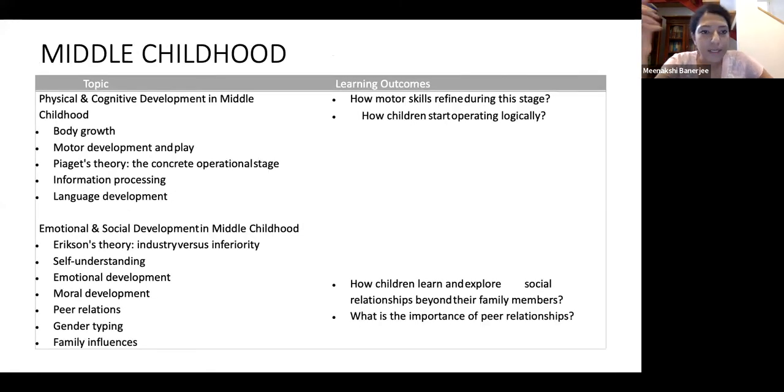Then we come to middle childhood. In this physical and cognitive development, kind of, we really focus more on information processing and language development, because this becomes a major part of a child's world.